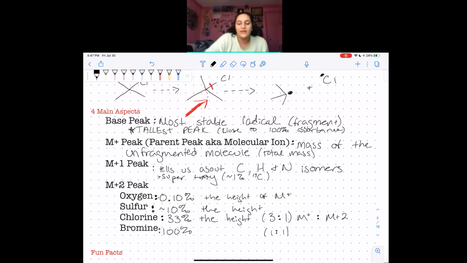So someone asked, so the M plus 1 is always next to the M plus peak or next to the base peak. So the thing here is that the base peak doesn't always have to be the M plus peak, but they can be the same. So the M plus 1 peak always has to be next to the M plus. It does not always have to be next to the base peak.